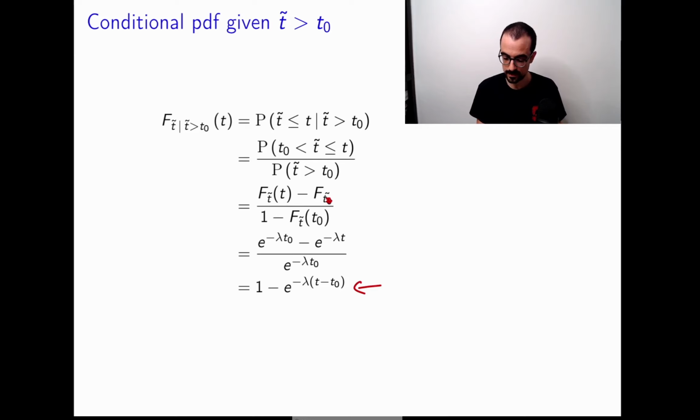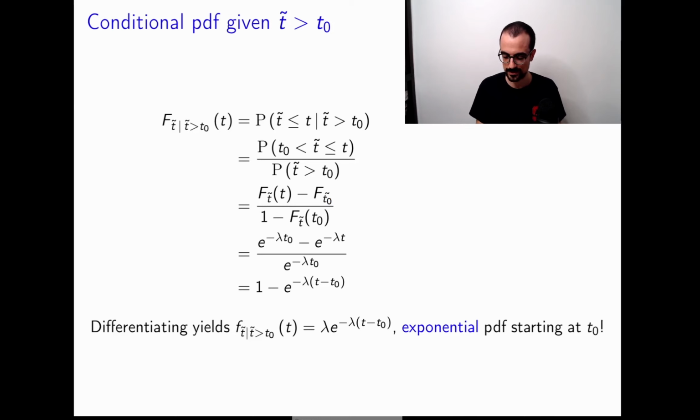shifted to t0. And when I differentiate, I get exactly the exponential PDF shifted to t0. Okay, that's what I get, which exactly matches what we observe on the real data. So this proves that if you have an exponential distribution and you ask what's the distribution if the random variable is greater than any particular value, it stays exponential.